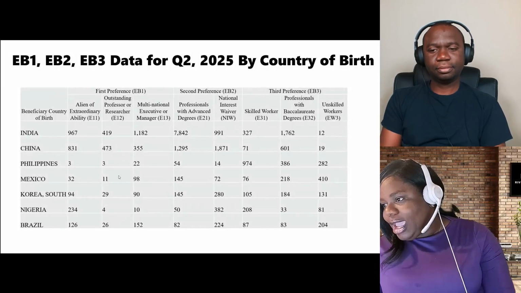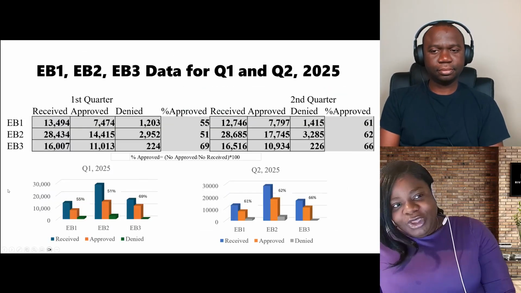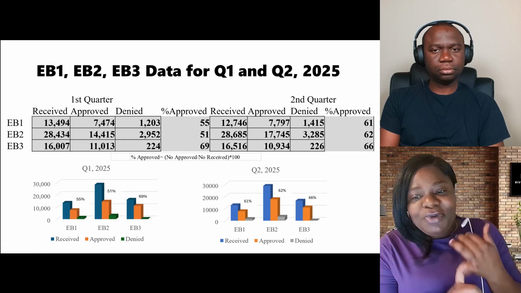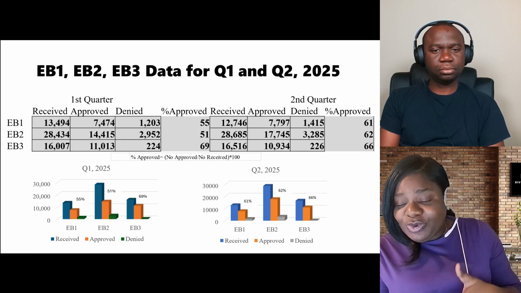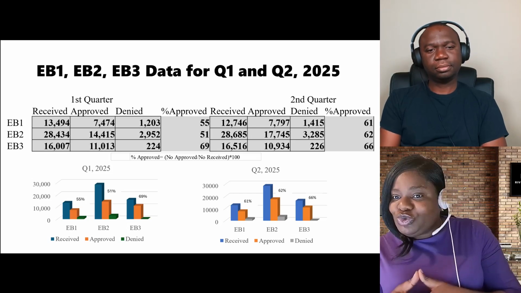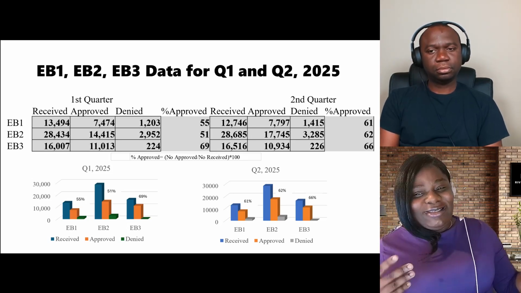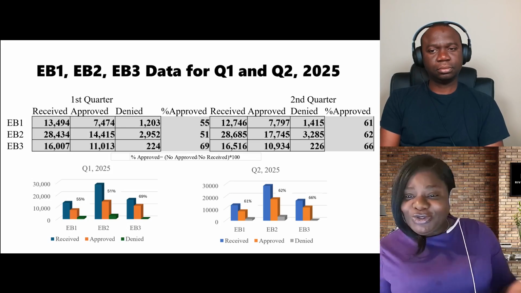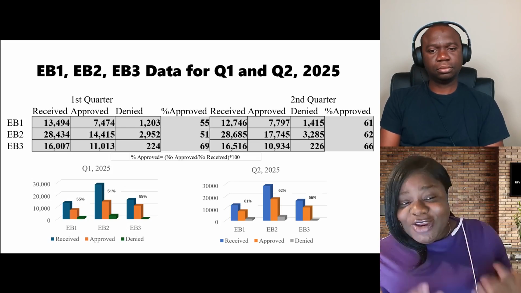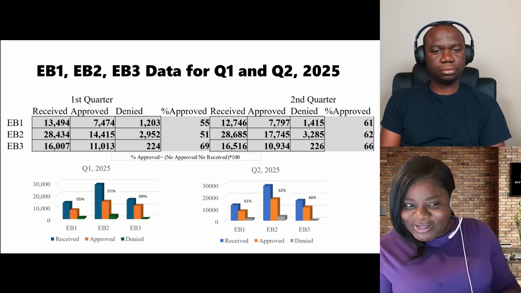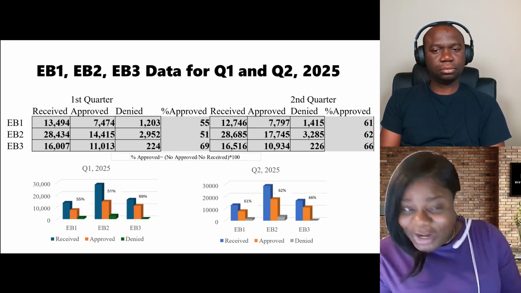So you are welcome. Without wasting much of your time, I'm going to go into the data itself before Dr. Bobola comes up and gives more interpretation into the data. So I'm going to share my screen, and here I'm going to start with the summary of EB1, EB2, EB3 data for Q1 and Q2 2025. Some people are really excited about this data because they believe that the second quarter is when we can really see what's happening with this current administration, the true picture of what has been happening.